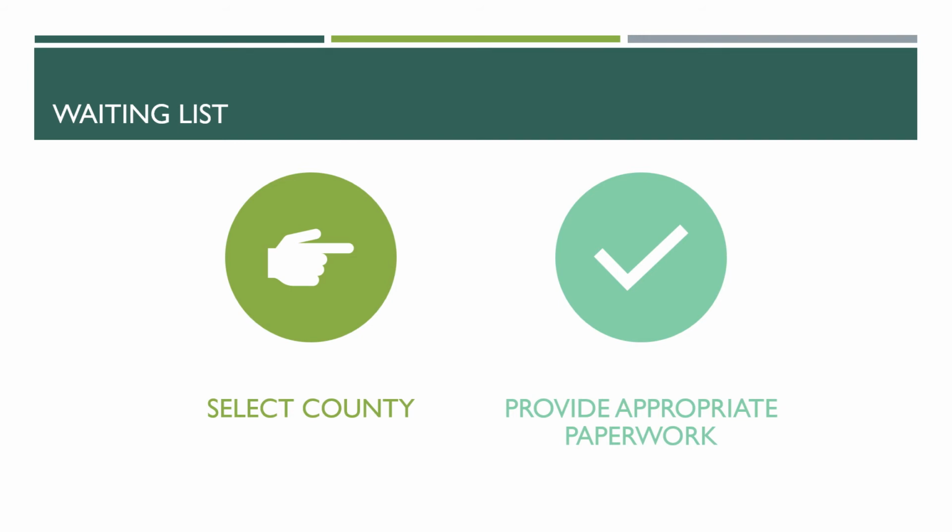Once you have filled out your contact information, it's time to choose your waiting list preference. Be sure to select a county so that it is clear which housing authority you will be applying under. Some preferences require additional documentation. If one of the preferences you select requires this additional information, be sure to provide it.